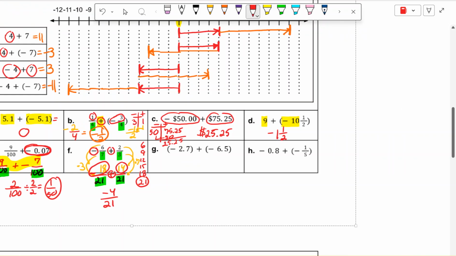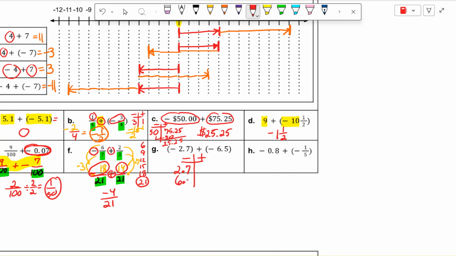Back to decimals. Remember what we learned up above? When we have negatives plus negatives, it gives you more negatives. All right, let's take a look at it. Let's use a T-chart. We have negative 2 and 7/10 plus negative 6 and 5/10. Line up the decimals. They're both negatives, so they belong on the negative side, and add them together.